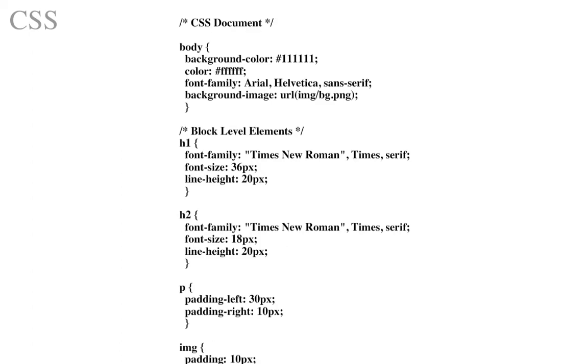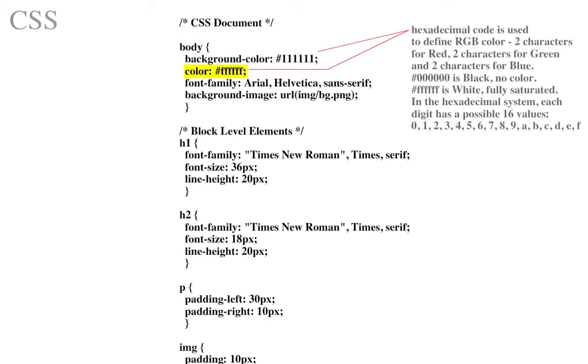Here is an example of a simple CSS document. The first line is a comment stating that this is a CSS document. Next, the body selector is a general set of rules that will be applied to the body tag. I am choosing to have a nearly black background with white text in a sans serif font, and I am using a background image to repeat across the page.